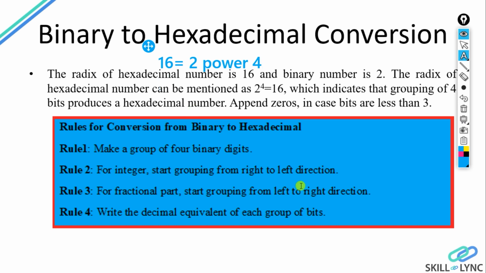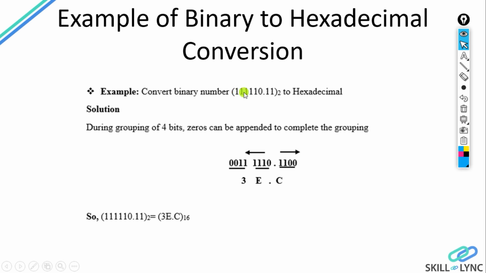Let's take an example and see how it works. Binary to hexadecimal number conversion. The question is 11110.11, with subscript 2. The 2 means it is a binary number. They want it in the hexadecimal number system. The rules remain the same. Just write it and make pairs of 4 bits, with the direction this way and this way for the integer and fractional parts, as we were doing in the octal number system.